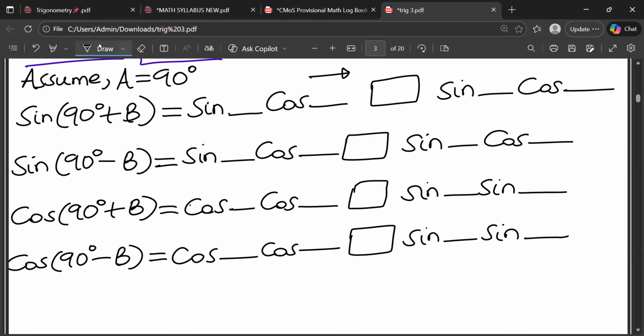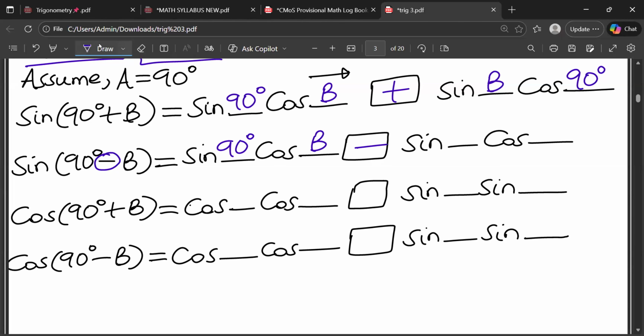We begin. For the first one, it's going to be sine 90 cos B, then that will be plus sine B cos 90. Very good. Then the next, same thing. Same angles, but since here we are having minus, and for sine we maintain, this one will be minus.